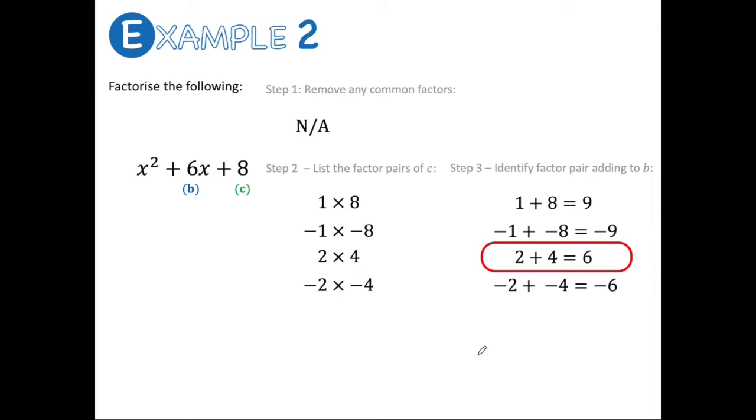So the two factors that I'm going to use in my factorized form answer are 2 and 4. So now that I've identified those two factors, I can write the factorized form of x plus 2 and then x plus 4. So again, I'm taking those two numbers in the factor pairs, and I'm using that in my factorized answer. So the factorized form of x squared plus 6x plus 8 is equal to x plus 2, x plus 4.